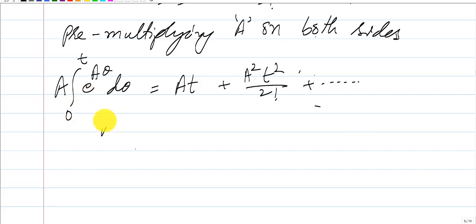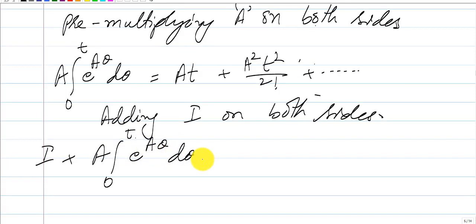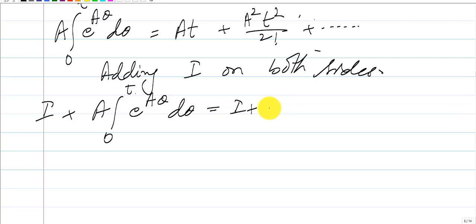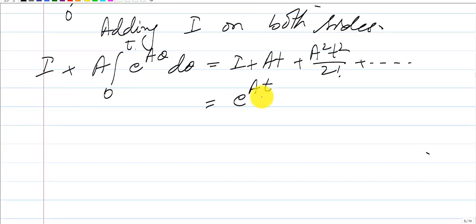Now what we can do is add the identity matrix I on both sides, so that will be I plus A times the integral from 0 to t of e raised power A theta d theta, equal to I plus A t plus A square t square by 2 factorial and so on. So that will be again simply e raised power A t. We have to take this identity matrix to the other side, because we just need to find this integral value. So that will be simply e raised power A t minus I.